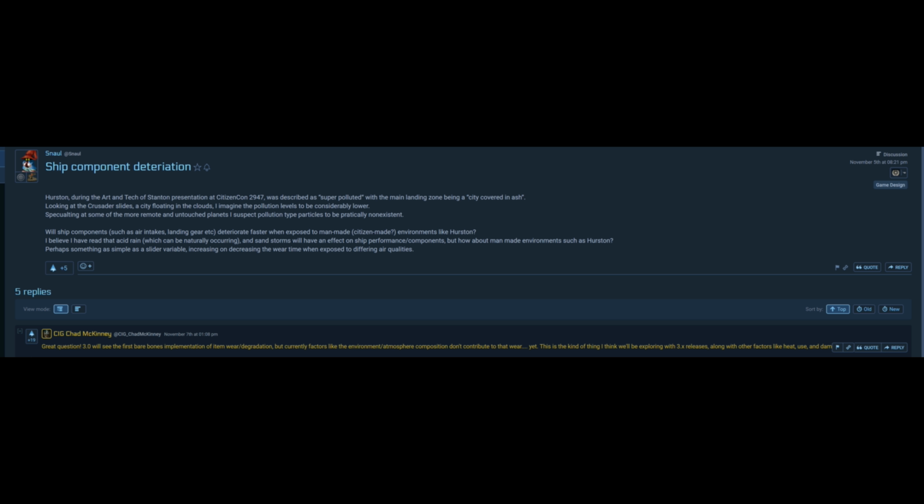Next thing, ship component deterioration. Now, this was a long question, simple answer. 3.0 is going to be the initial start of that, and they're going to do a lot of balancing for that side of things. And as they go on and on, they want to be able to actually bring in heat, just the amount of use, where they're being used, that sort of thing, not just damage, it being shot or it being thrown around. So that was a nice one to see.